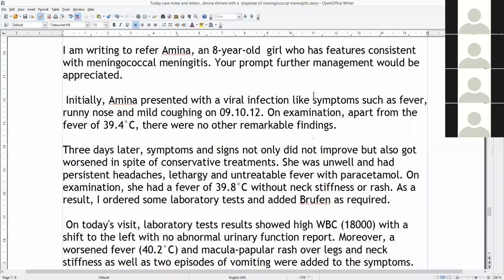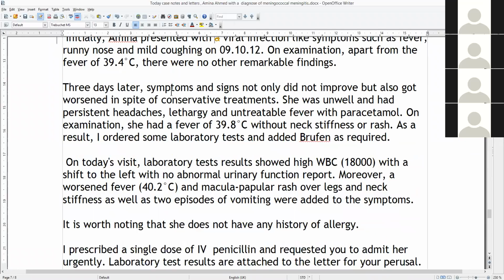Okay, presented with a viral infection like symptoms. So the symptoms are plural, so you don't need that. Viral infection like symptoms such as fever, runny nose and mild coughing. On examination, no fever, no other remarkable findings. Three days later, symptoms and signs. For collocation, we always say signs and symptoms.